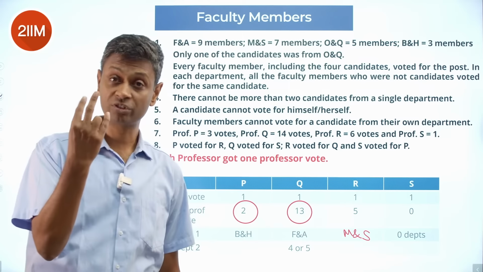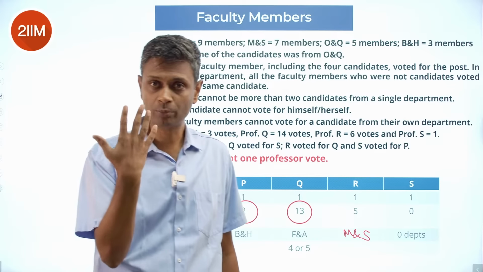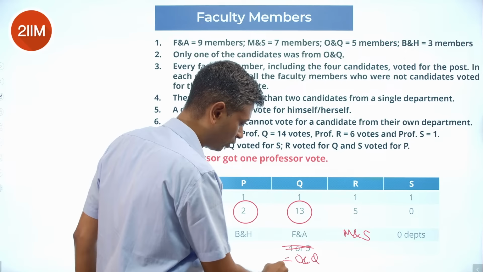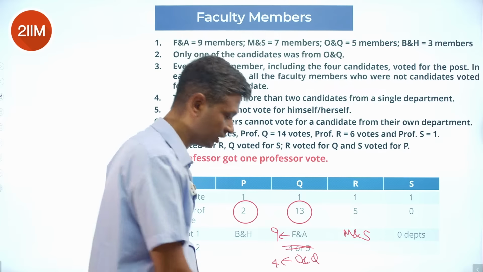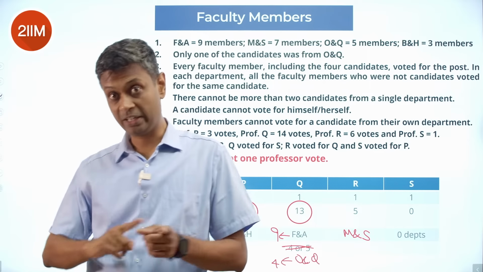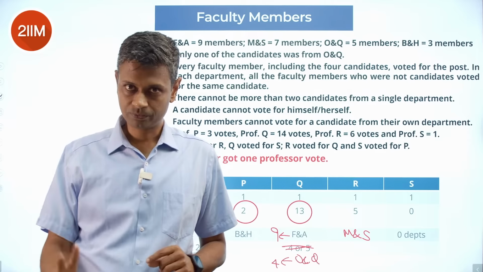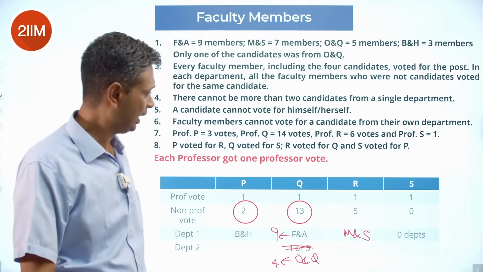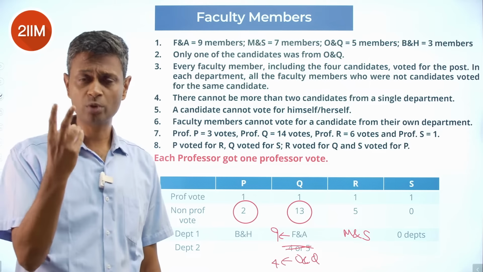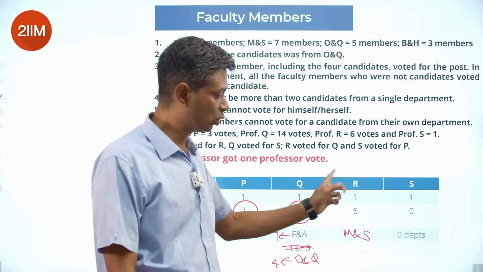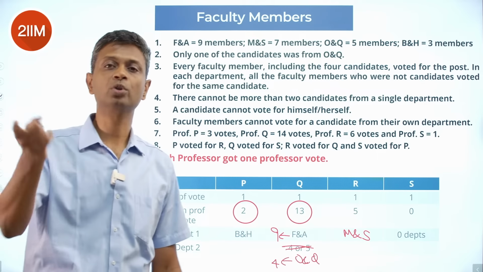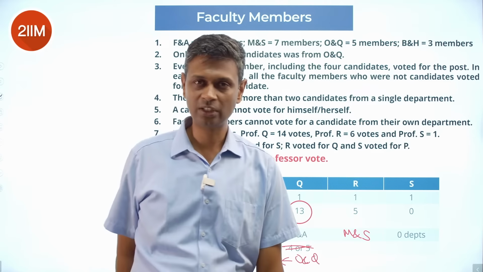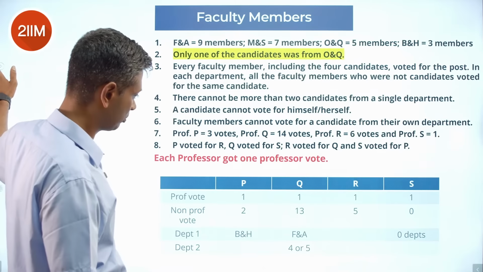M and S has 2 professors. Only then 5 non-professor votes will be there. That means this comes from O and Q. O and Q, there are 4 non-professor votes. F and A should have 9. That means there is no professor from F and A who is standing for election. So F and A has 9 non-professor votes, all of which go to Q, Qureshi. And M and S has 5 non-professor votes, because there's 2 professors standing in election, all of which go to R. B and H has 2 non-professor votes, because 1 professor is standing for election, that goes to P. S gets 1 vote and nothing from the departments. Nice, you wrapped this up beautifully.